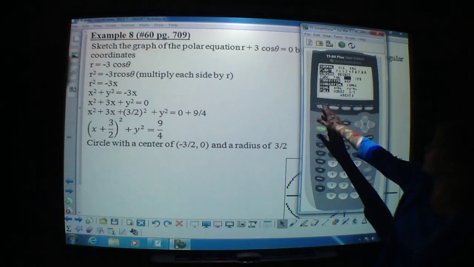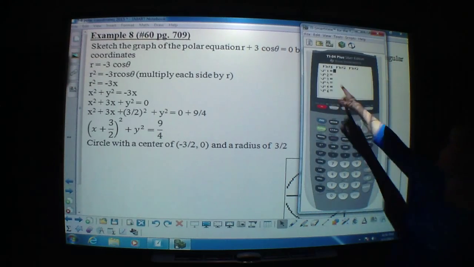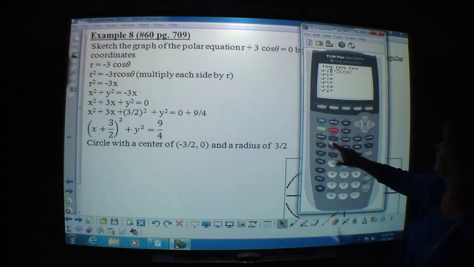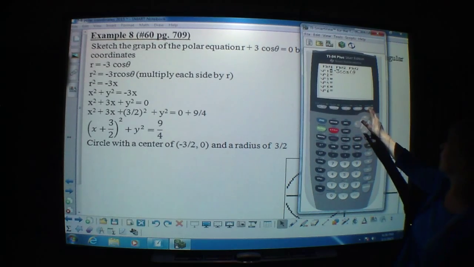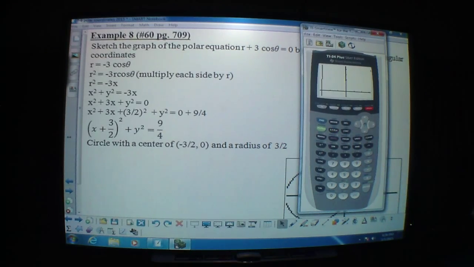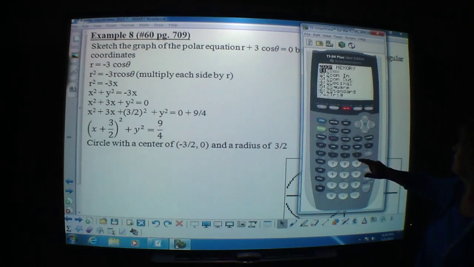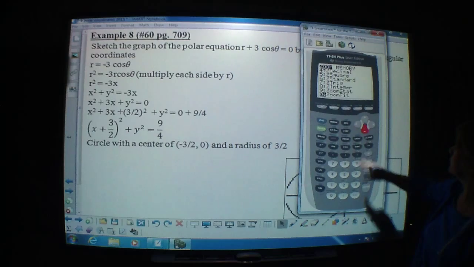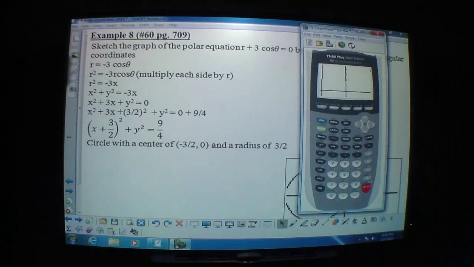And now, if I go to y equals, instead of y equals here, they're the r equals. R is equal to -3 cosine of theta. And then if you hit graph, you might not see the right graph because of the zoom feature. But if I do zoom, and then there should be a zoom fit, that probably will take me to the right place. Let's see. Zoom fit, which is 0. You push 0 if you want.